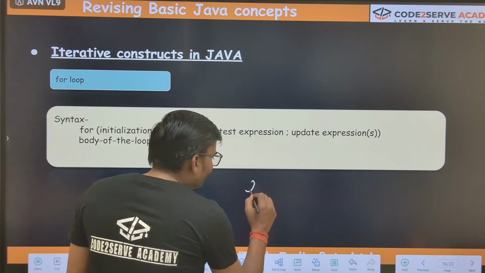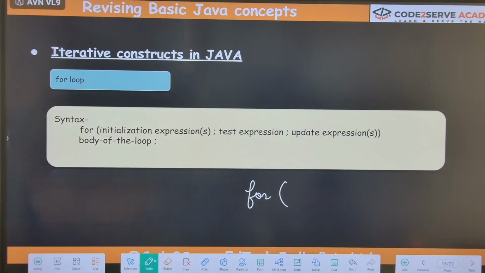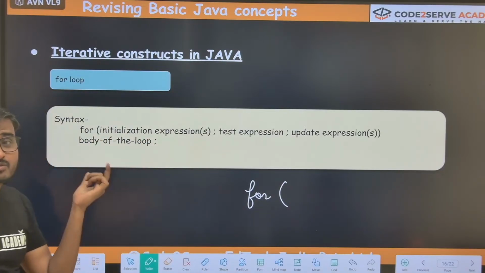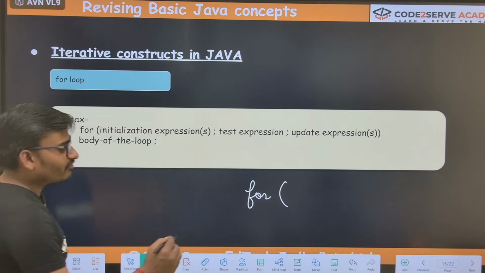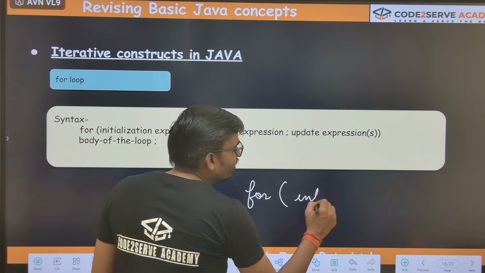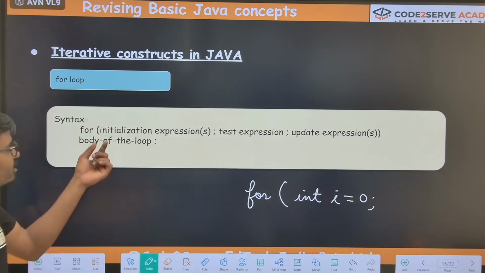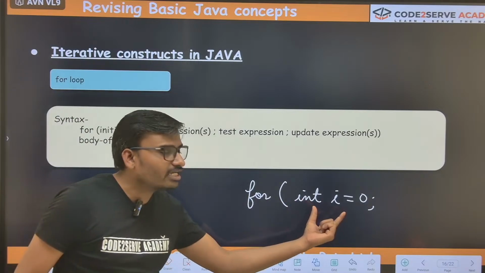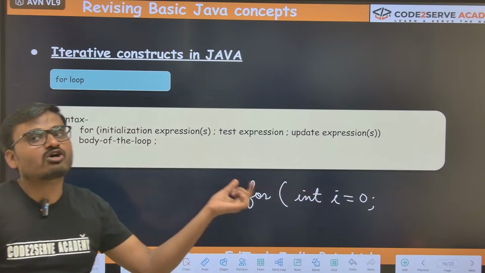In the for loop, first we write for, then we write the initializing expression. Initializing expression means the counter variable that you are going to keep. Suppose I write over here int i = 0. That means I am writing the initialization expression, initializing some variable in the first part of the for loop.